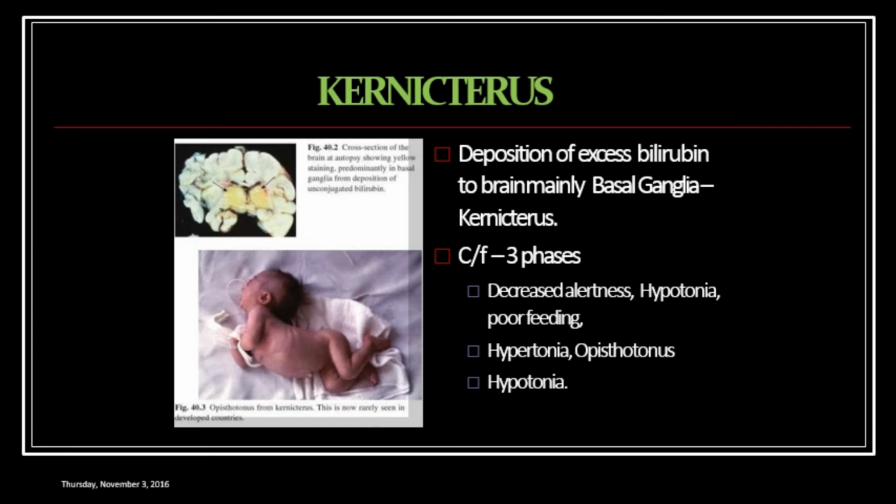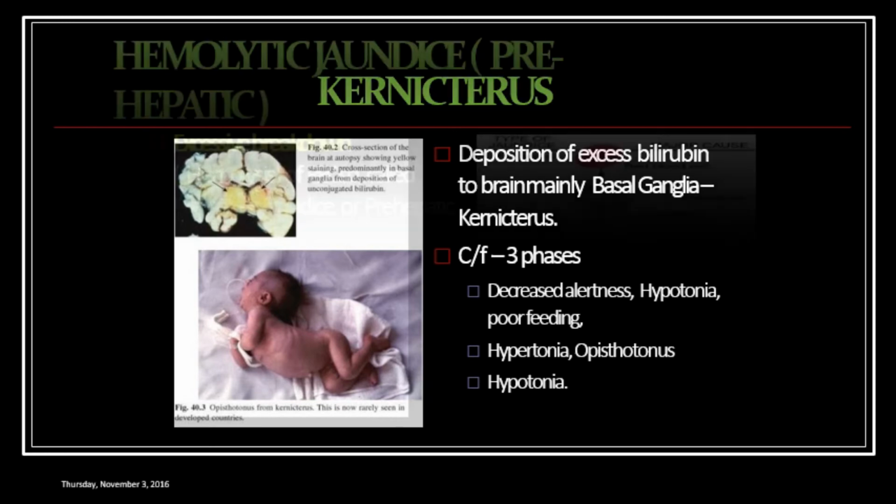Okay, and it can cause several problems such as decreased alertness, hypotonia, poor feeding, opisthotonus, the position as you can see here, this posture, and hypotonia. Now jaundice basically is of 3 kinds, and the main causes allow us to classify the jaundice into these 3 types.